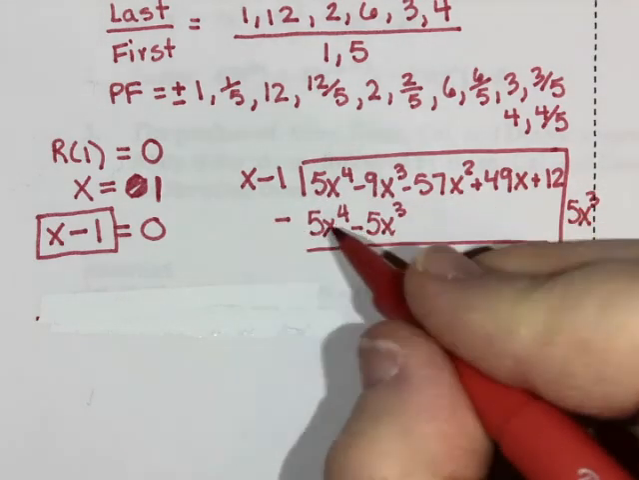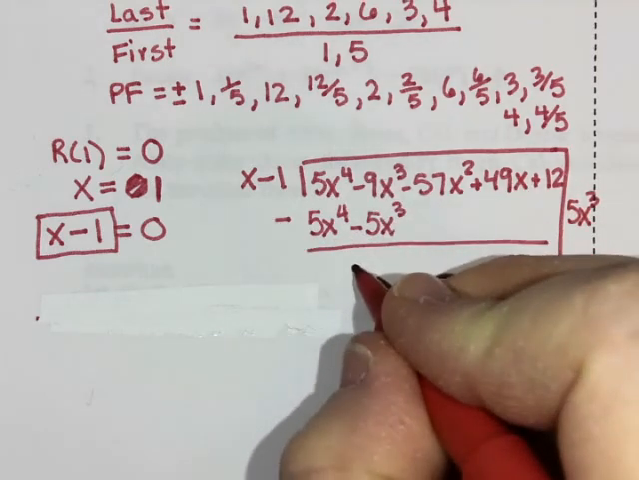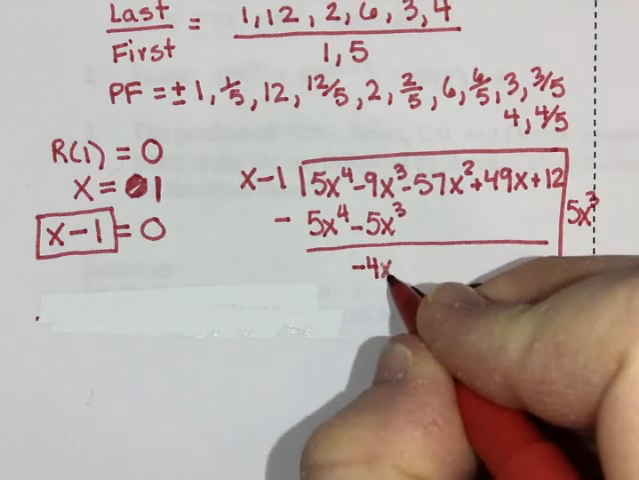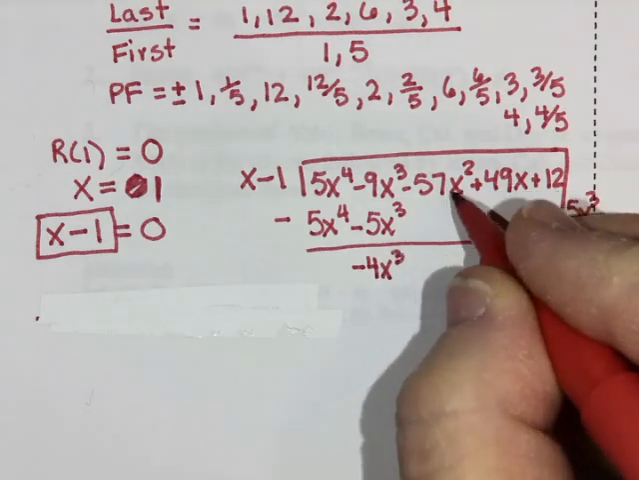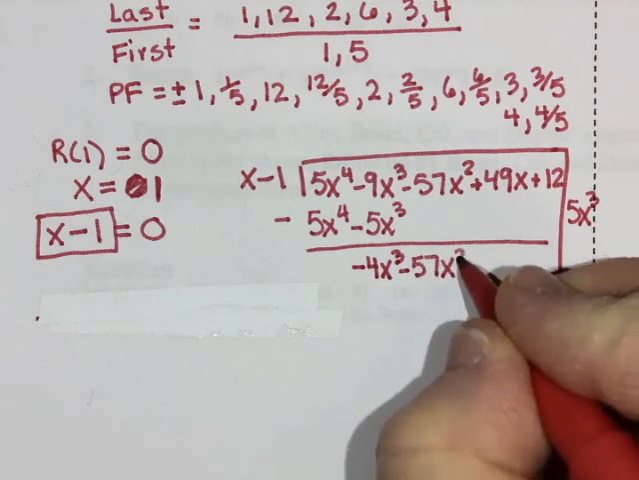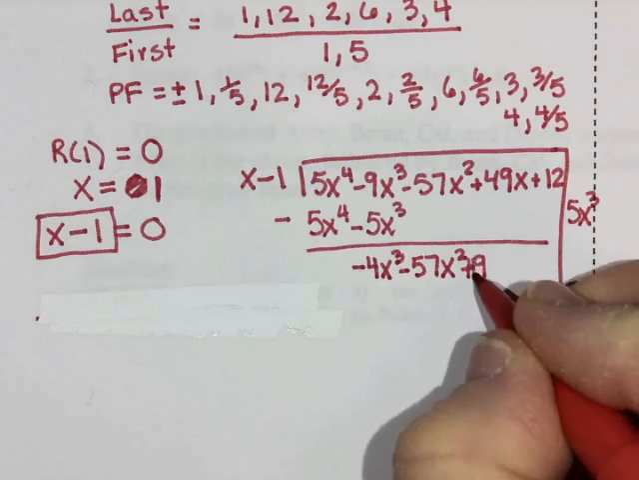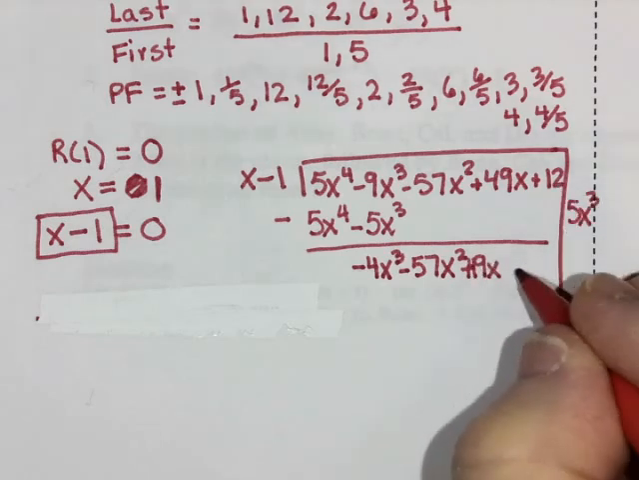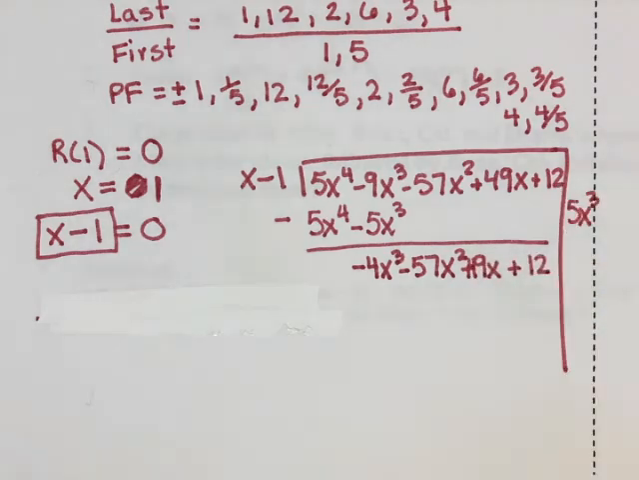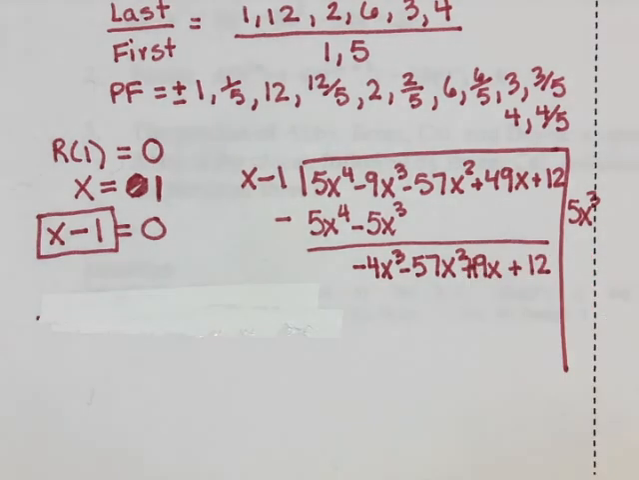Negative 9 minus negative 5, that's the same as negative 9 plus 5, which would be negative 4x cubed. And then we're taking nothing away from this, so it's still negative 57x squared. I'm not subtracting anything from 49, so that's still 49x. And then I'm not taking anything away from the 12, so that's still plus 12. Sorry, this is a 49. I forgot to write the 4.